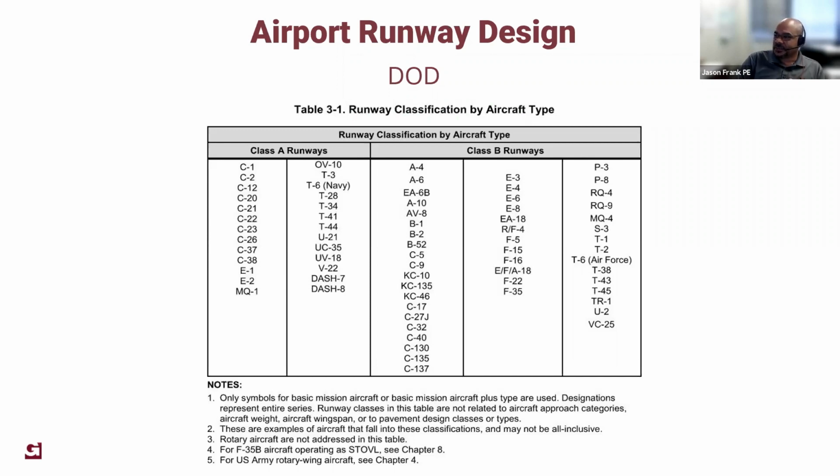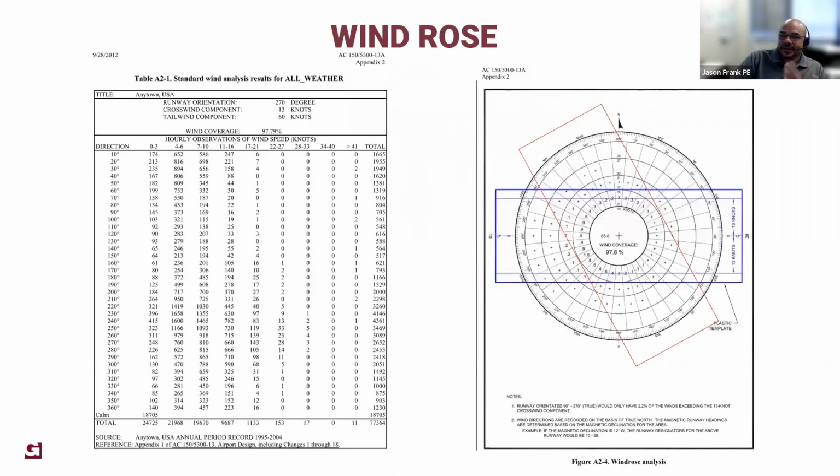Also listed under Class B is the T6, which is the Air Force version of that aircraft, considered a high performance aircraft. So, okay, how do we know which way to point our runways, I guess?